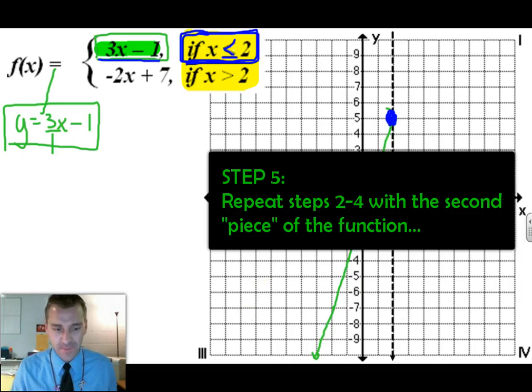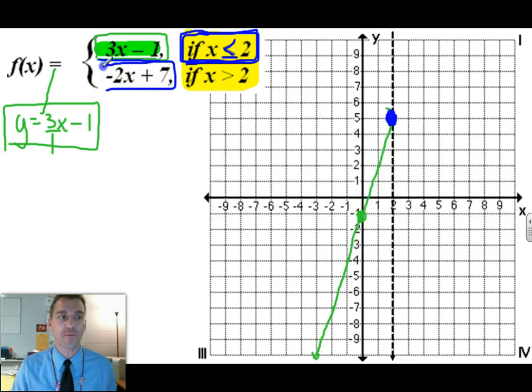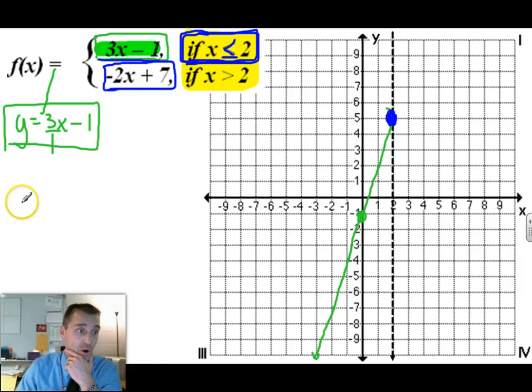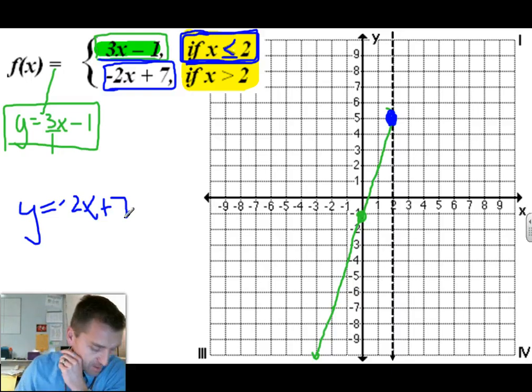Except you repeat steps 2 through 4 with this particular part over here, or this piece of the function. So now we're going to take and draw this one. Same thing as y equals negative 2x plus 7. So to reiterate the steps, I'm not going to draw my borderline, it's already done. I'm going to actually graph it.